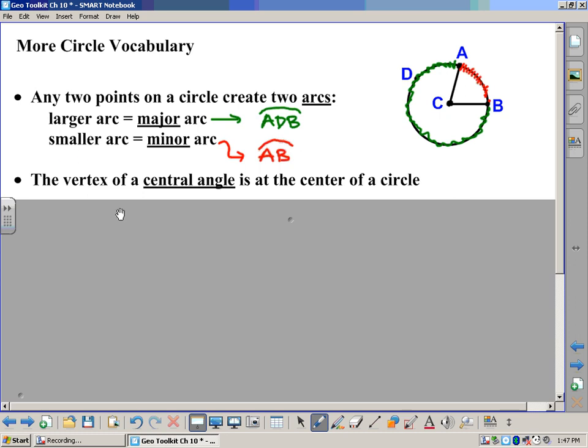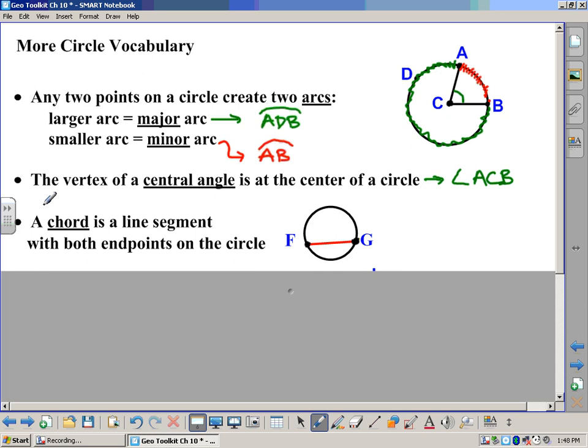Another idea, we've talked about this before, is the idea of what's called a central angle. Our central angle in this case is right here, okay? And basically the idea is this: the vertex is at the center of the circle, hence central angle, center, central. And so in this case, we could identify that as angle ACB. Make sure this gets in your toolkit, pictures included too.